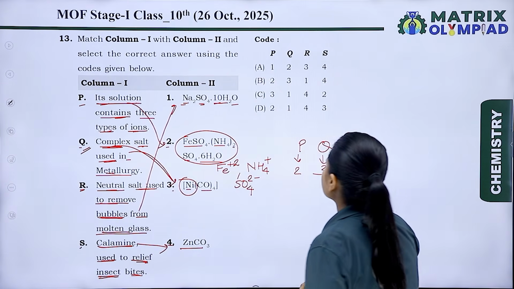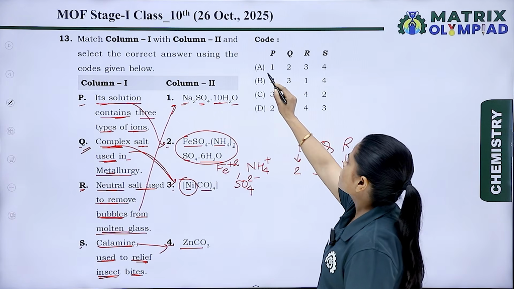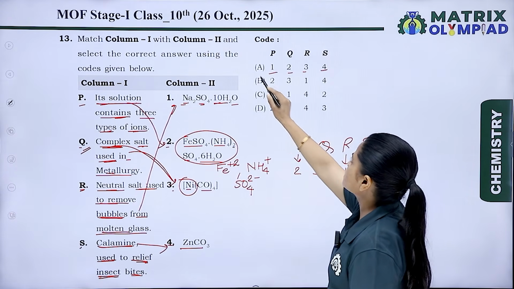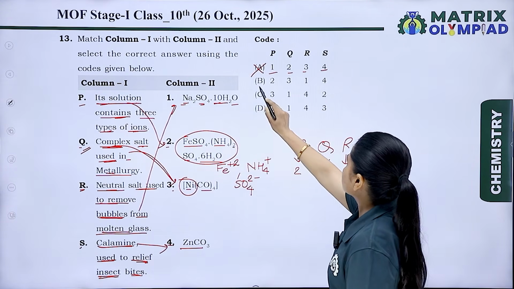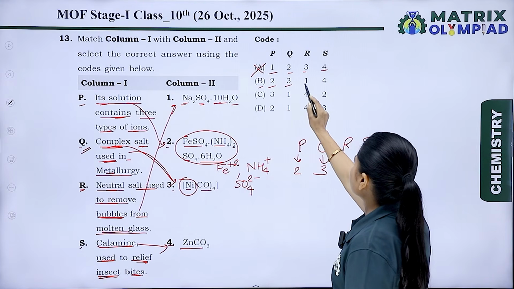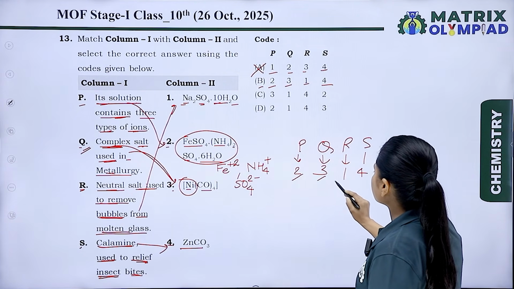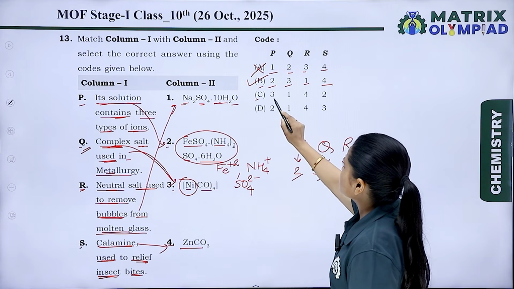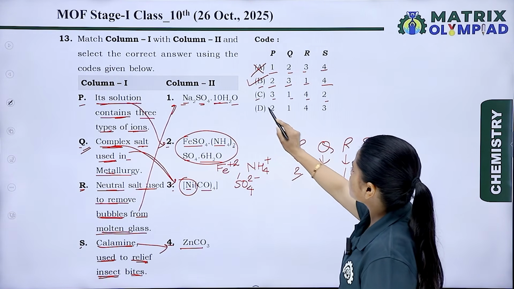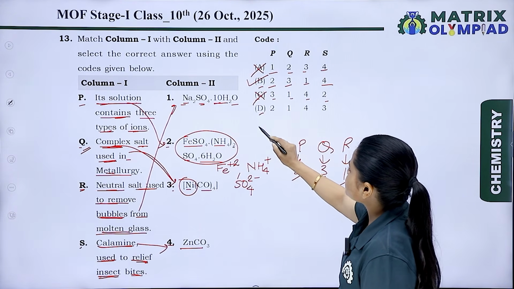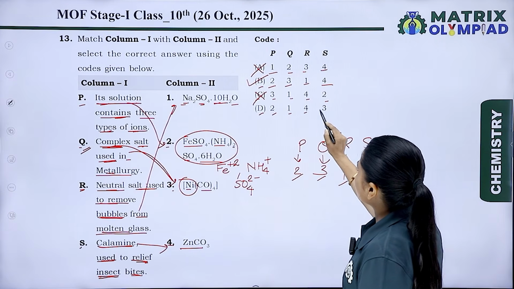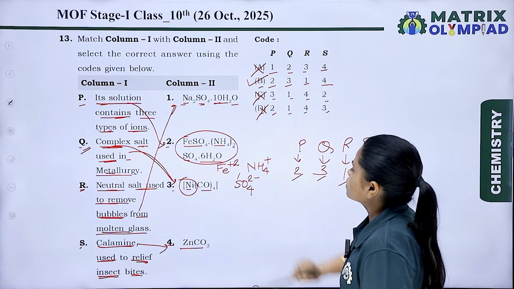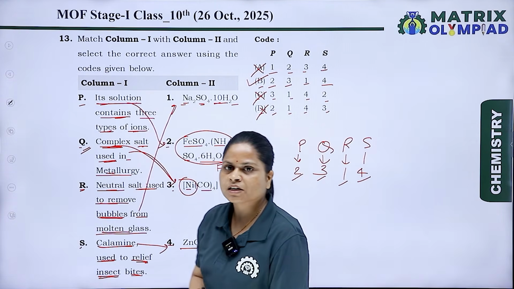Now let's take the options. Option A 1, 2, 3, 4, this is wrong. Option B 2, 3, 1, 4, this is correct. Option C 3, 1, 4, 2, no, this is wrong. Option D 2, 1, 4, 3, this is again wrong. So the answer is option B.